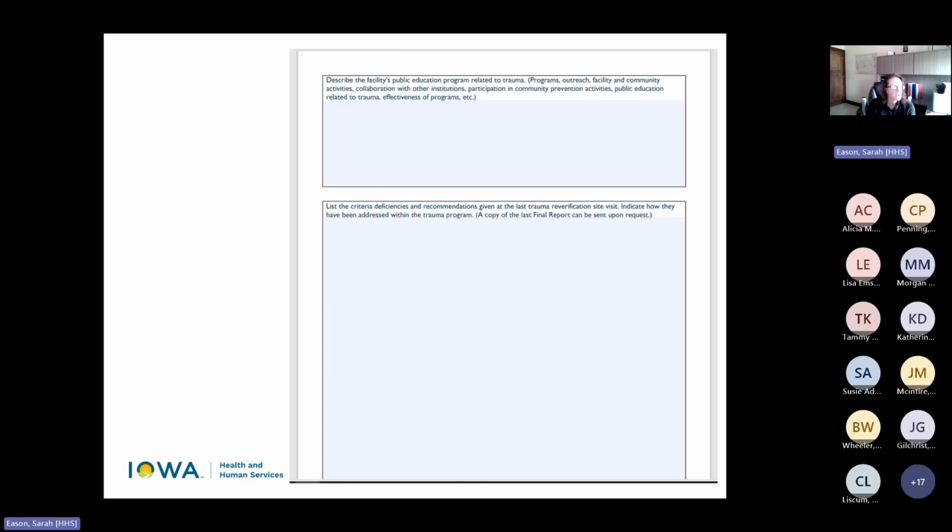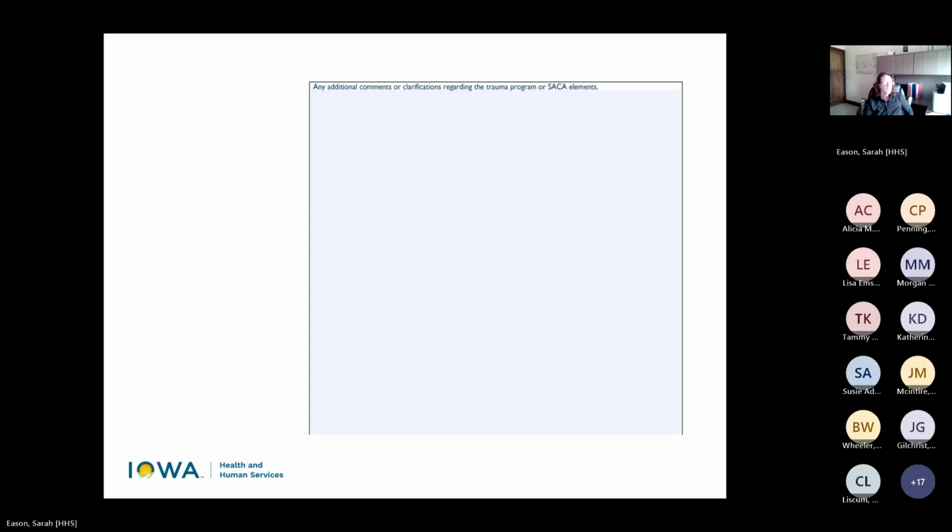The last page is the same for level 3s and level 4s, really self-explanatory. The kicker here is that you may not have been the TPM at the last verification. Track down those old reports from your previous verification, look at the criteria deficiencies, how they were resolved, and make sure that they are resolved, and then how you address the recommendations as well. And I can certainly get you your final report from last time if you can't track it down. This last page is just really anything, absolutely anything else you want me or the survey team to know about your upcoming verification.